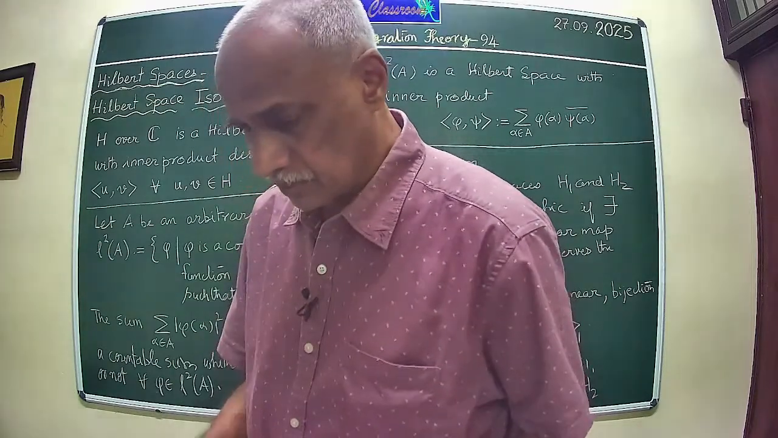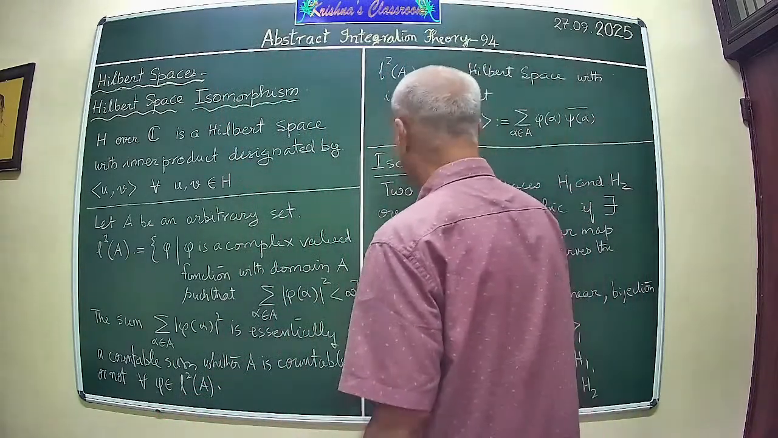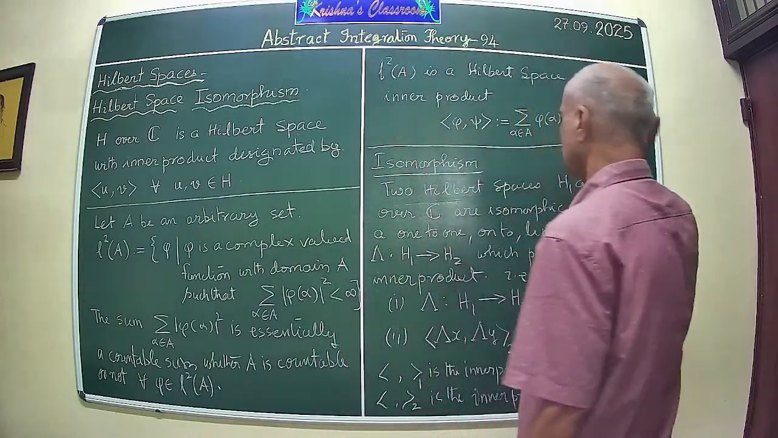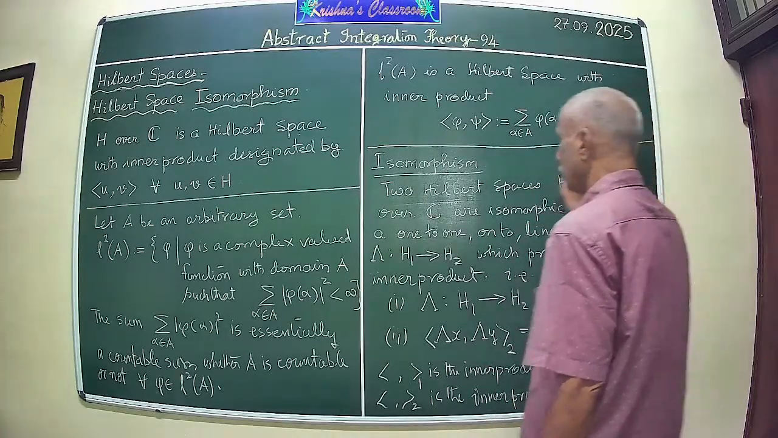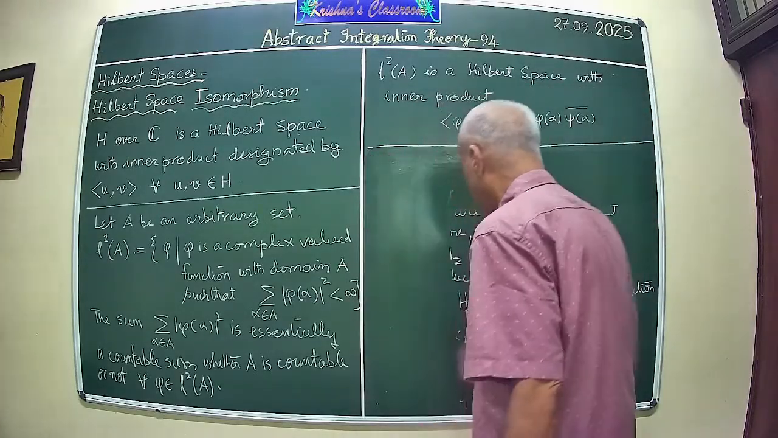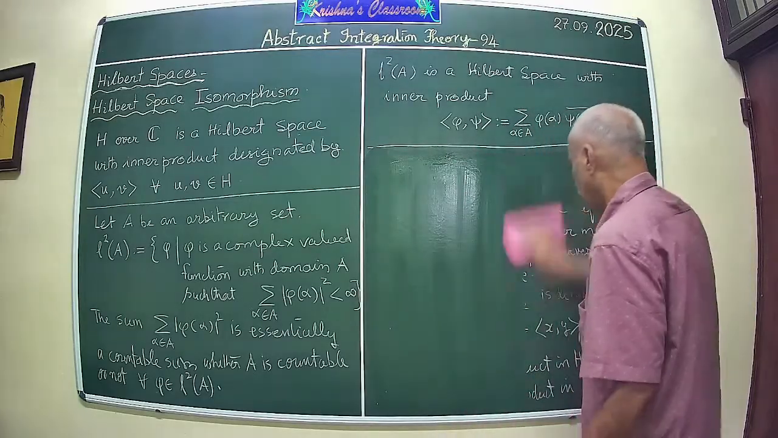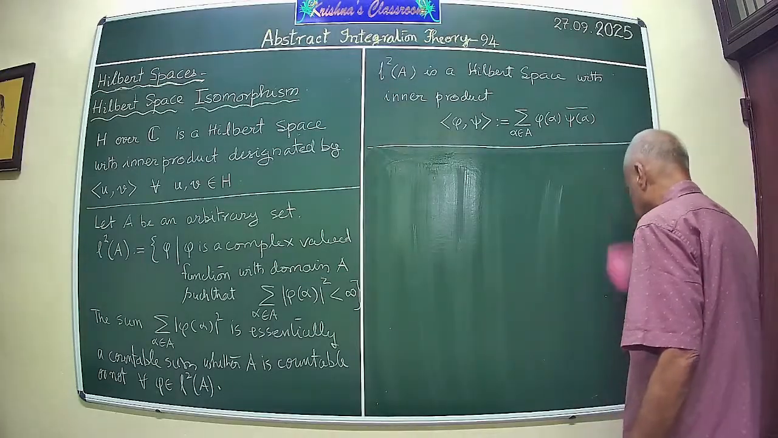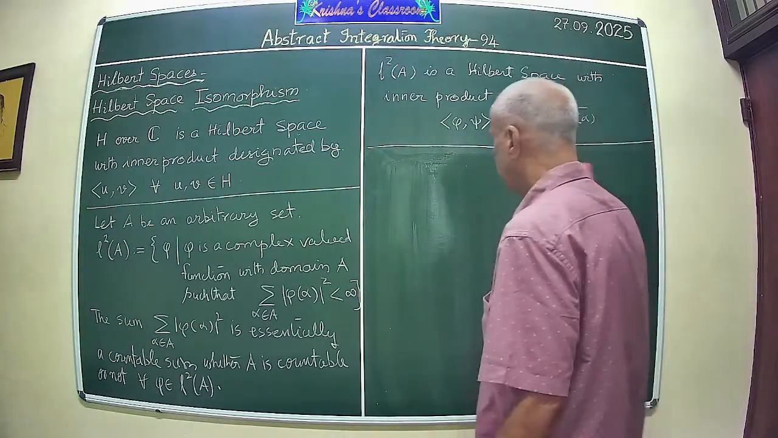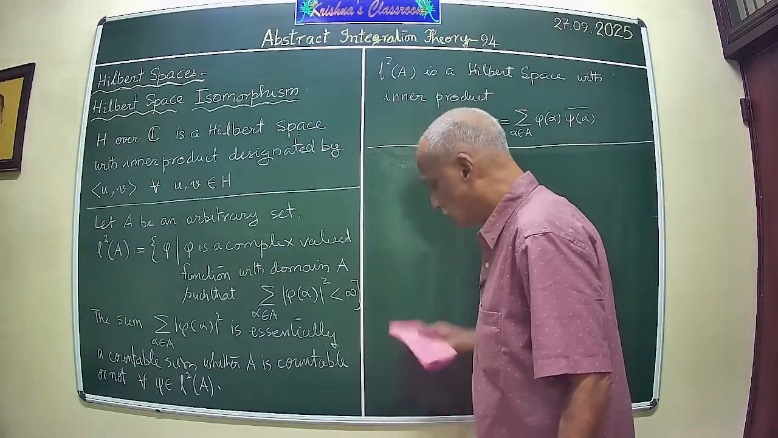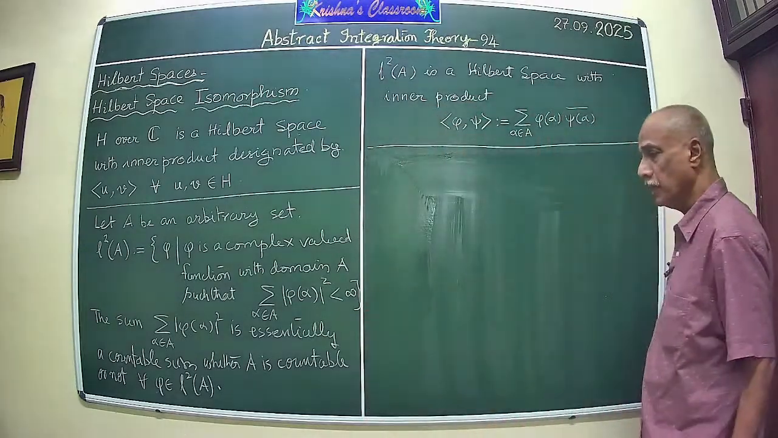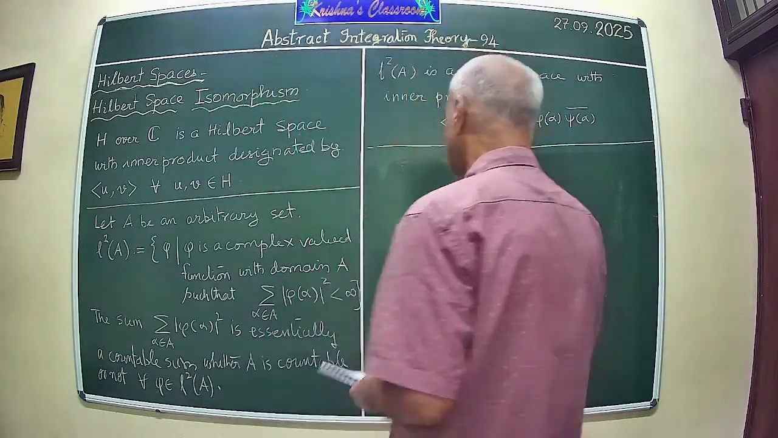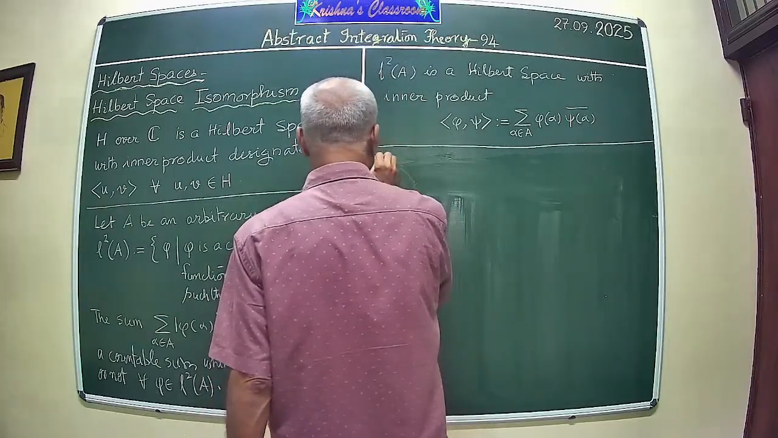Now what we want to prove is the following. L2A is a Hilbert space with the inner product that's given. Now we will start working on this. We have said what a Hilbert space isomorphism is, and now we can prove that any given Hilbert space is isomorphic to a specific Hilbert space L2A for some A. That's what we want to prove.